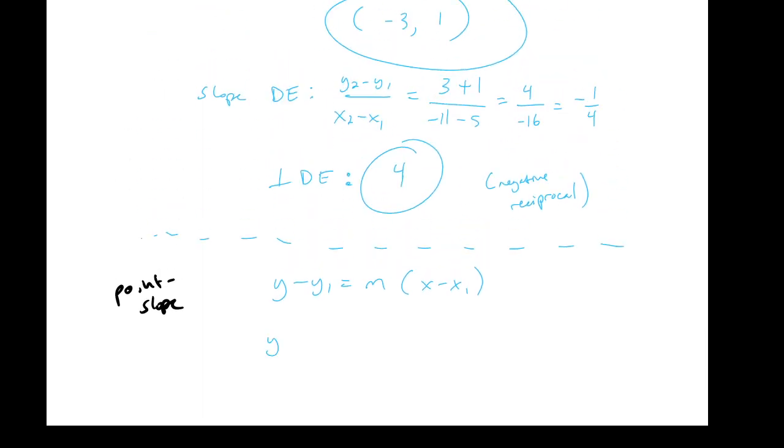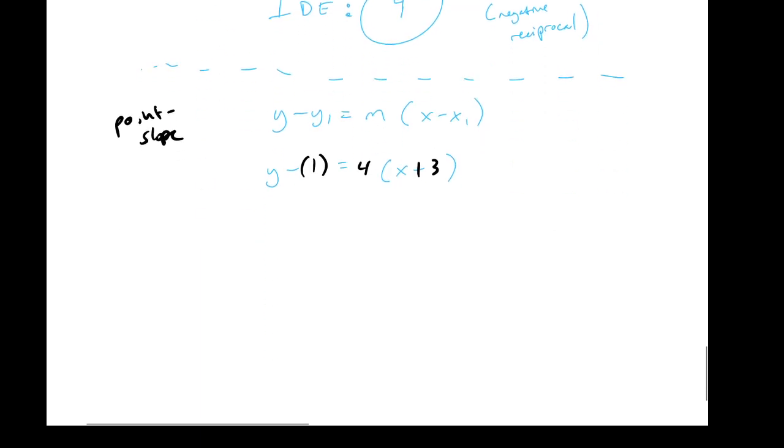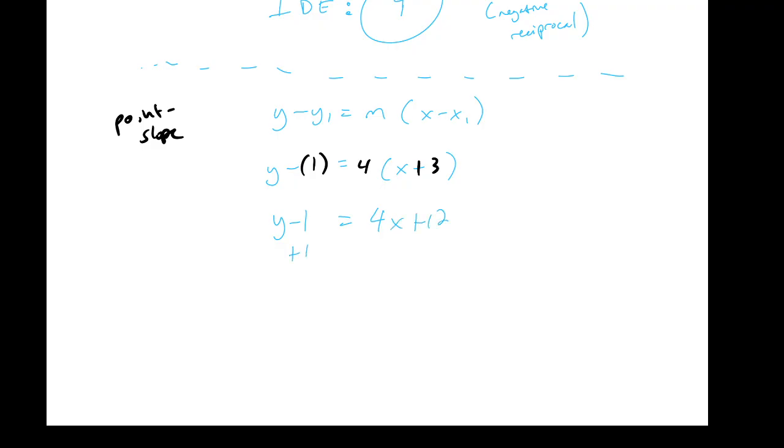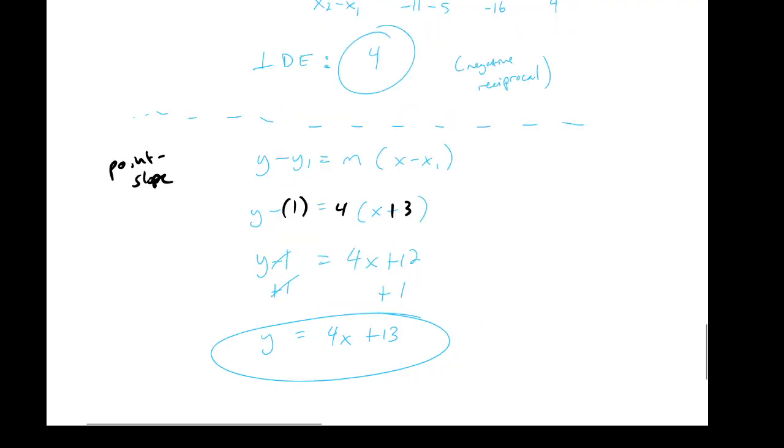So what we have here, we have y minus 1 is equal to 4, substituting in our new slope, times the quantity x minus negative 3, or positive 3. Now we distribute. We have y minus 1 is equal to 4x plus 12, plus 1, and we're going to have y is equal to 4x plus 13. That is our answer. This is the equation that is the perpendicular bisector to those initial 2 points.